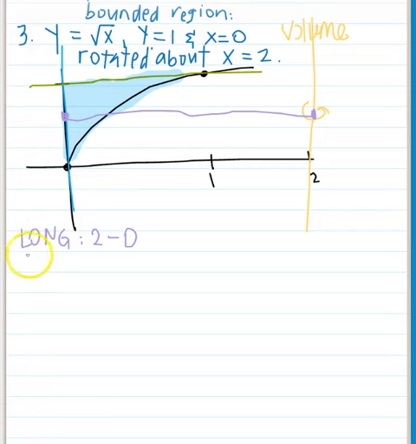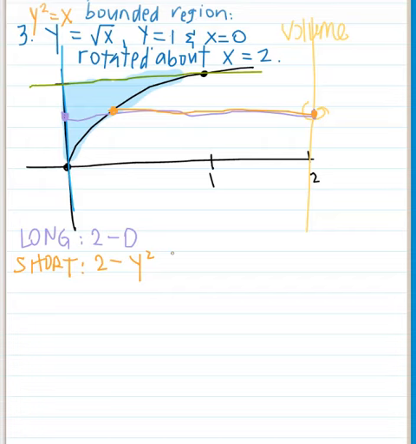Okay, and then the shorter radius is going to start at the axis of rotation and go to the closer function, which is right about there. So the short radius is going to be the 2, the right function, minus this lovely radical function. Well, the radical function is in terms of x right now, but because we're doing it perpendicular to a vertical line, we want everything in terms of y. So if I square both sides, I get x equals y squared. So my other function would be y squared.